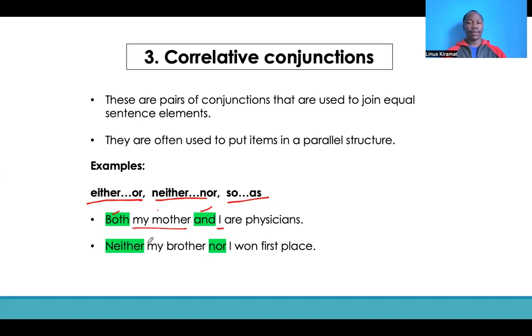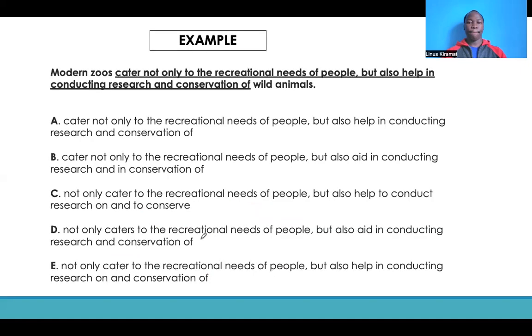In example 2, we have: neither my brother nor I won first place. Notice the pairing of this correlative conjunction. Then the same sentence structure is used: my brother, nor I. So pause the video to attempt this example, then we'll do it together. Take a minute to a minute and a half.